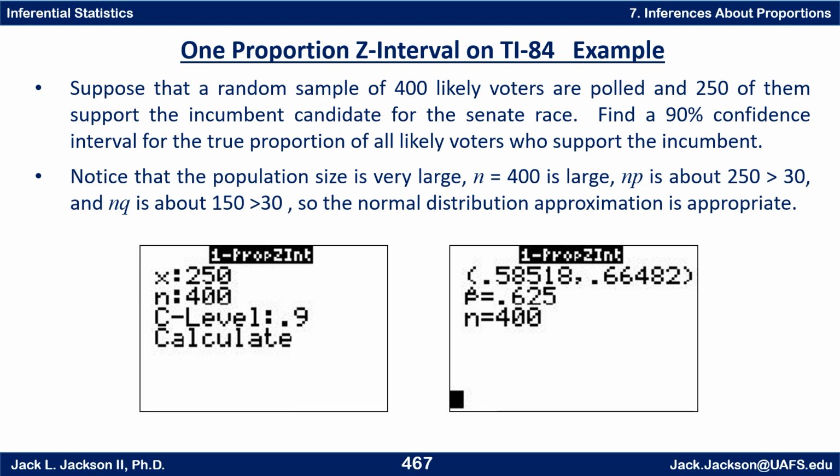And so we run this 1 proportion z interval on our calculator. We type in the x value, which is 250. The n is 400. The confidence level is 0.9. Hit calculate, and it produces an interval. p hat is our proportion of successes in the sample. That's 250 divided by 400, which is 0.625. 400 is our sample size, and then there's our confidence interval. p hat will be exactly at the midpoint of that interval.